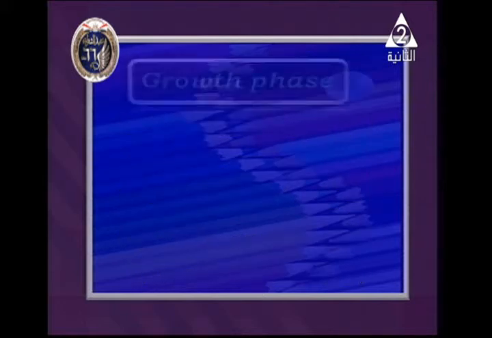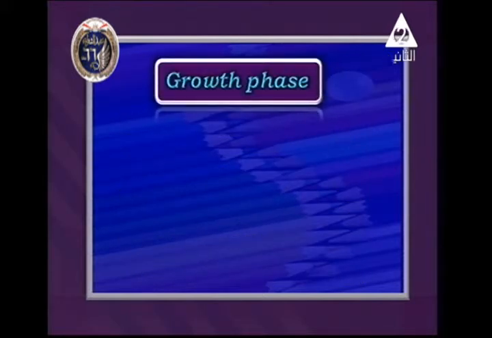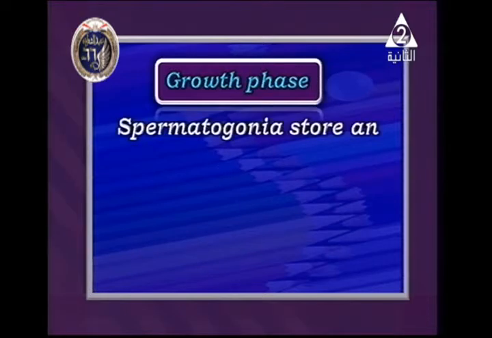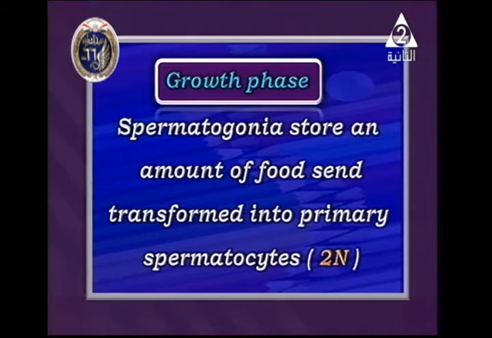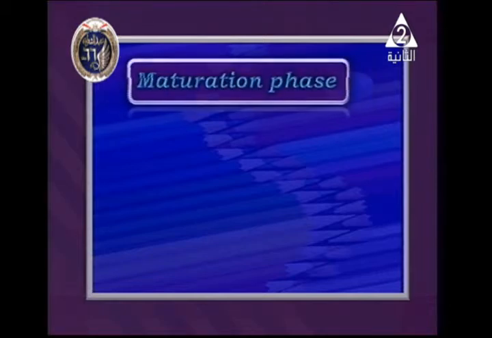And what else? Number two, the growth phase. The spermatogonia store an amount of food and are transformed into primary spermatocytes. So we have here primary spermatocytes, which are also diploid, carrying the full number of genetic material.